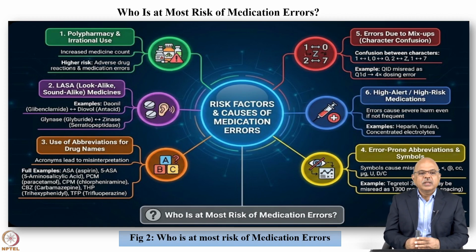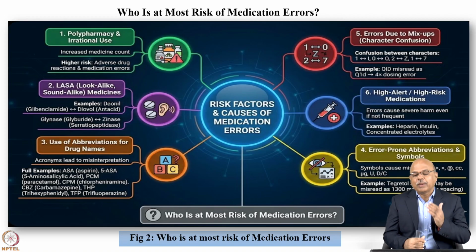Examples are denolin and Davol. One is a diabetic medicine, and the second is an antacid, which creates great confusion between these two medicines. Glinase and zinase also show a great difference in the contents of the medicines, while the pronunciation is very similar, which creates the event of LASA drugs, and we find that the majority of risk is because of LASA drugs in addition.